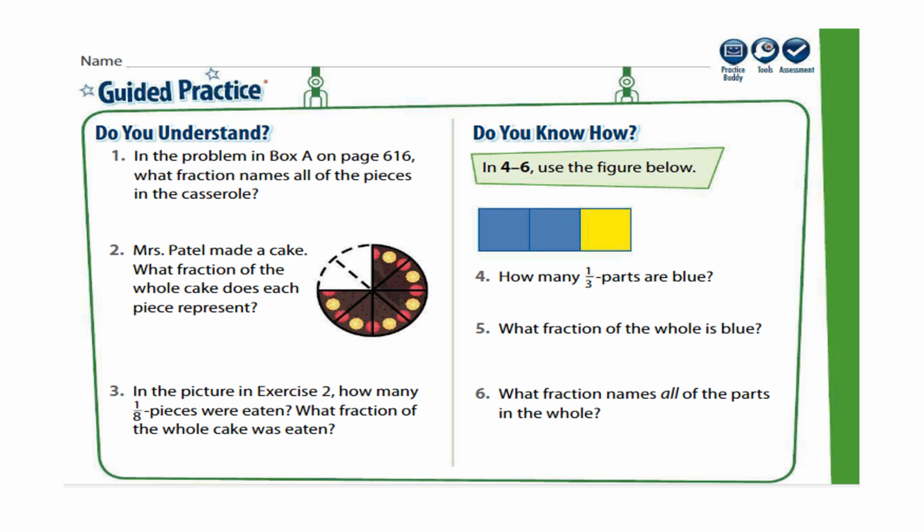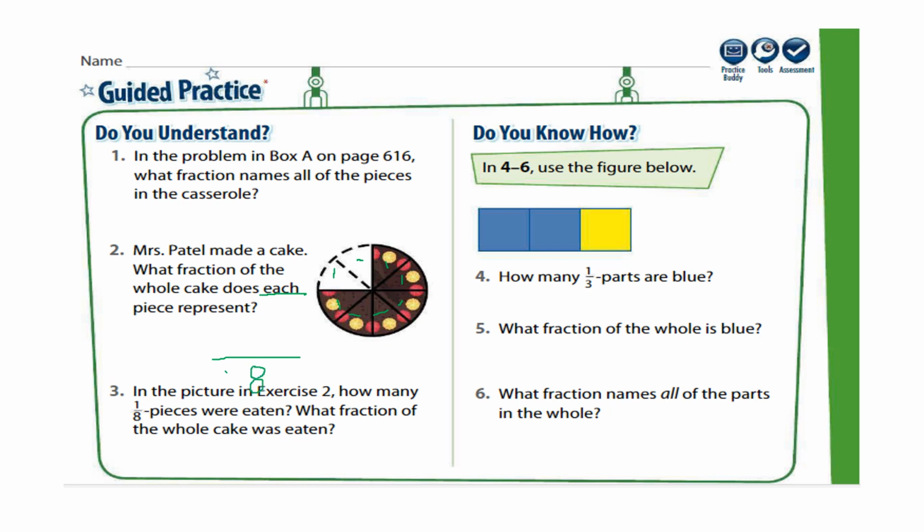Question 2 is related to the picture of this cake. Mrs. Patel made a cake. What fraction of the whole cake does each piece represent? We have to write the fraction for each piece. So first of all, let's count and find what is our denominator, what is our whole. 1, 2, 3, 4, 5, 6, 7, and 8. So my denominator is 8.